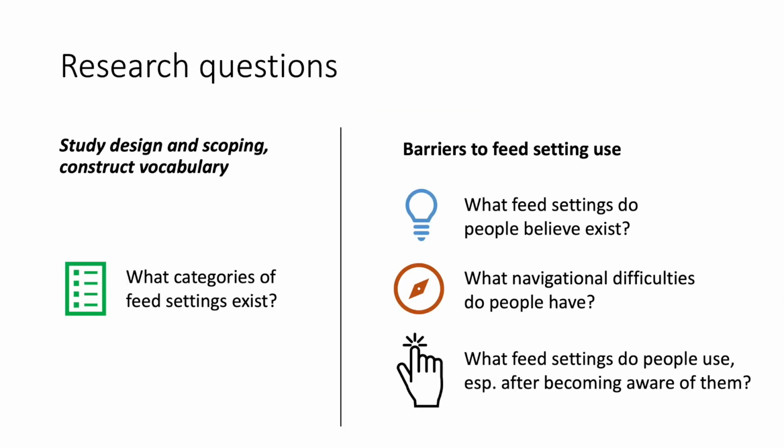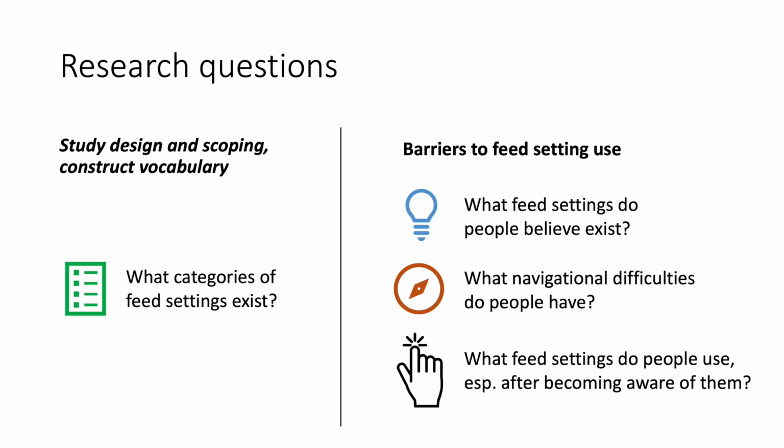For this work, we aim to uncover and diagnose the issues that could hinder users from enjoying the benefits of feed settings. The first step was asking what categories of feed settings existed. This not only enabled us to select the settings to focus on, but also allowed us to construct a vocabulary for this and future work. Then, we asked what feed settings people believe exist, as users must know about settings to use them. In fact, one of the reasons we did this work was because privacy researchers have uncovered unawareness of privacy settings, which could lead to unintended information disclosure.